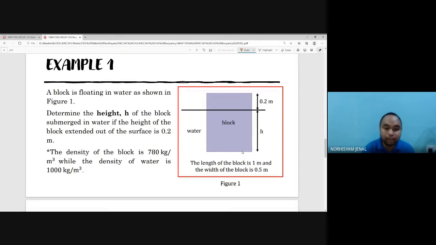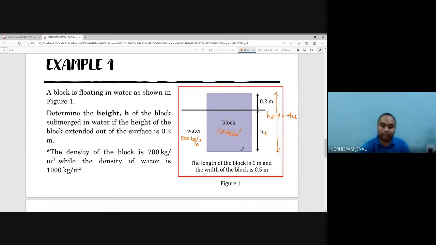The density of the block is 780 kg per meter cube, while the density of water is 1000 kg per meter cube. Determine the height of the block submerged in water. So the height of the block submerged, H over here, is HD. The height of the object will be from top to bottom, which is 0.2 plus HD. That will be H object. Alright, are you clear with this?